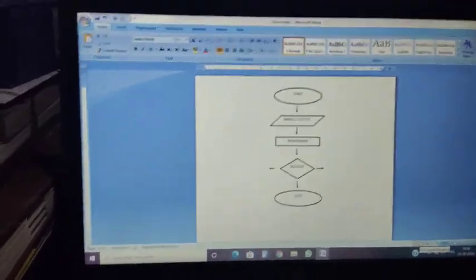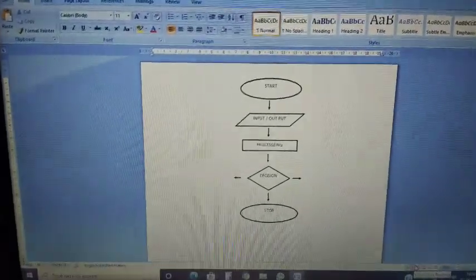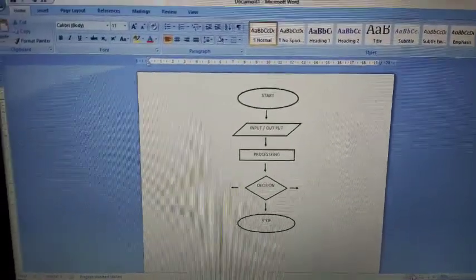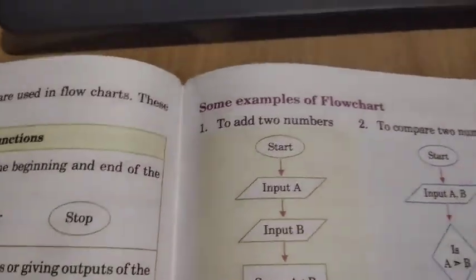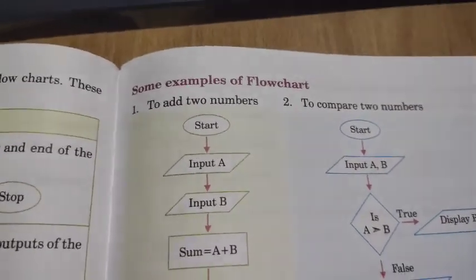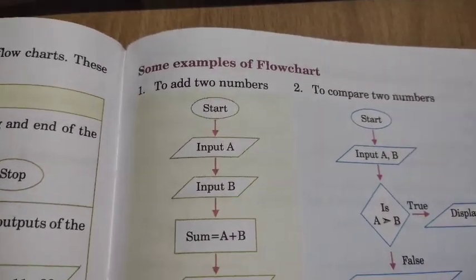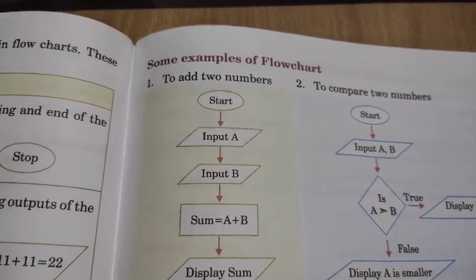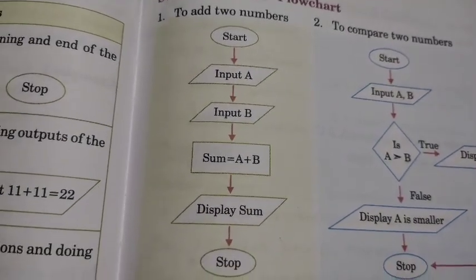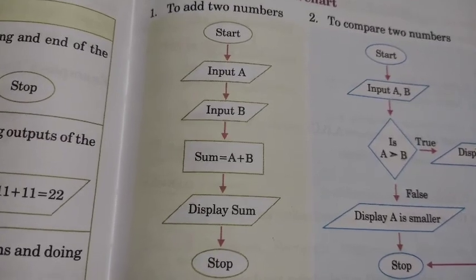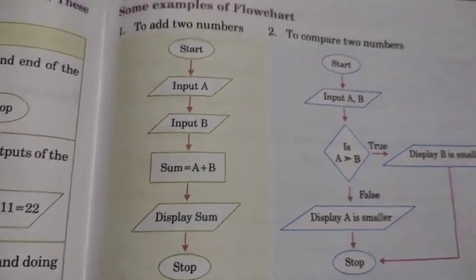Okay, so this is the way you can create a flowchart on your computer. The steps are like that only. Okay, let's see some examples of flowchart. To add two numbers, number one is start, number two input A, number three input B. Now sum equals A plus B, then display sum, then stop.